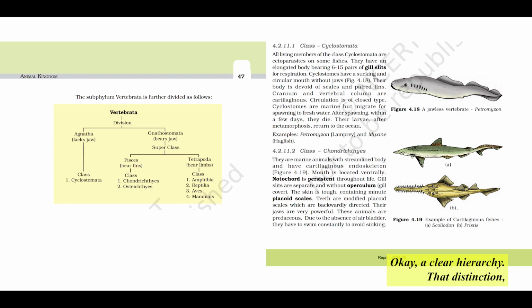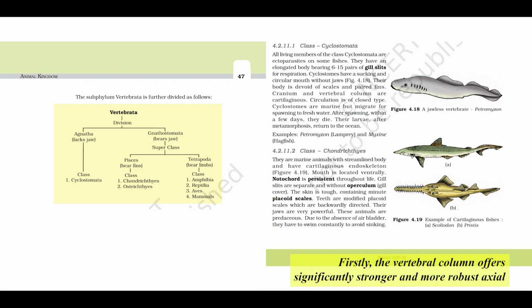Okay, a clear hierarchy. That distinction, all vertebrates are chordates, but all chordates are not vertebrates, is definitely a classic and often catches students out. You explained the difference, but can you elaborate on the evolutionary advantage of replacing the notochord with a vertebral column? Why was that transition so beneficial for the progression of vertebrate life? That's a fantastic question because it gets to the heart of why vertebrates became so successful. Replacing the relatively simple, flexible notochord with a segmented, typically bony or cartilaginous vertebral column provided several profound evolutionary advantages.